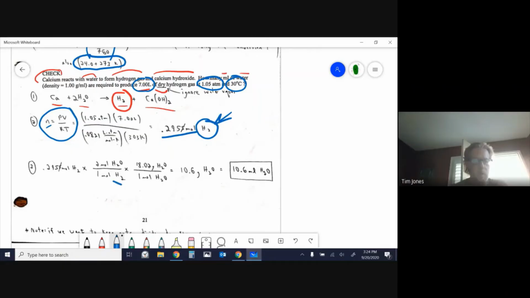Then we can do stoichiometry. We can go from moles of hydrogen to moles of water using the 1 to 2 in the balanced reaction we wrote, and then moles to grams, and that gives us 10.6 grams of water. And we're almost done, but the problem wanted, where is it? Right here, the milliliters of water. But since it's water, and the problem reminds us that water is 1 gram per 1 milliliter, it's the same thing, like that.